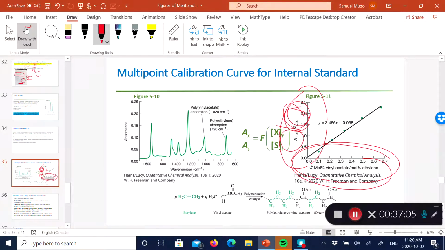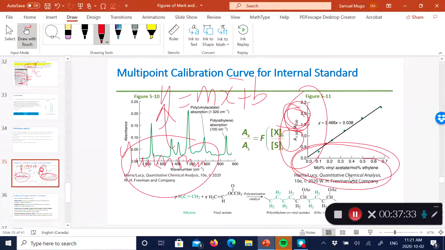Meaning, in this case, when you're determining the unknown, remember the unknown is analyzed separately from your standard solutions. So you get the equation of the line, y equals mx plus b. But you already know the y for the unknown, the signal for the unknown. And so you just need to substitute it here so that you can calculate your x, very similar, as I said, to the external standard calibration method. The only difference in this case is you take a ratio of the signal.